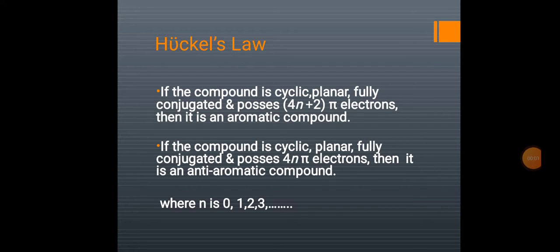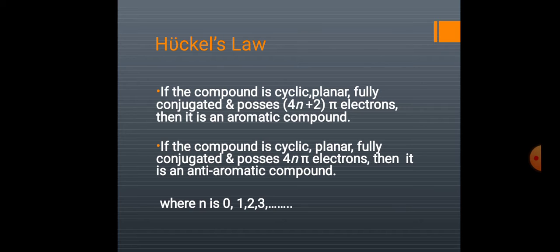The aromaticity of a compound can be explained based on Huckel's rule. You may have heard this term, Huckel's rule. You can say a compound is aromatic if it is cyclic, planar and fully conjugated, and moreover possesses a simple condition called the 4n plus 2 pi electron rule. I'll explain what that 4n plus 2 pi electron rule is.